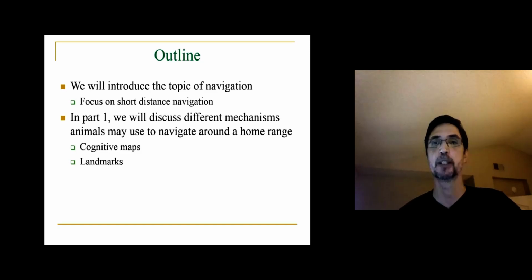So in this part we're going to discuss different mechanisms that animals can use to navigate around a home range, focusing on cognitive maps and the use of landmarks. And in the second part we're going to turn our attention to animals possibly using a sun compass and dead reckoning to get around a home range.